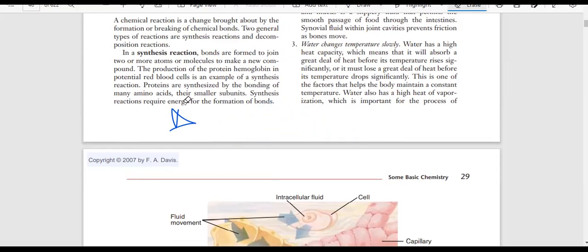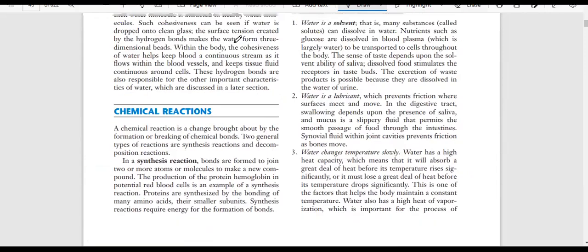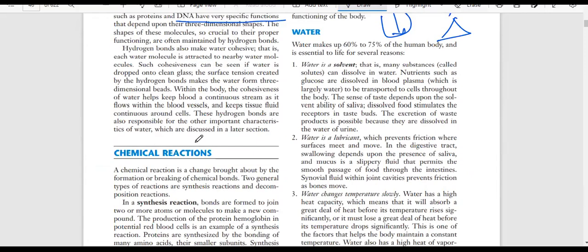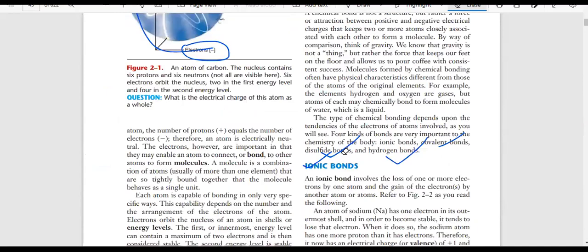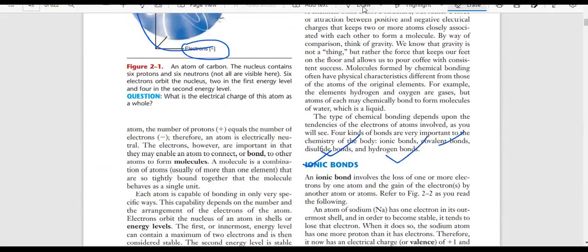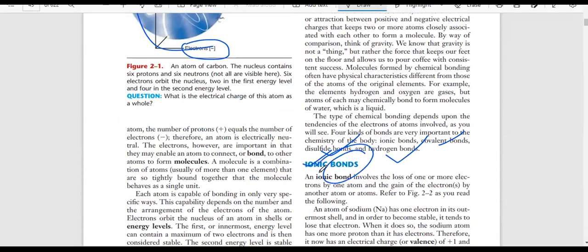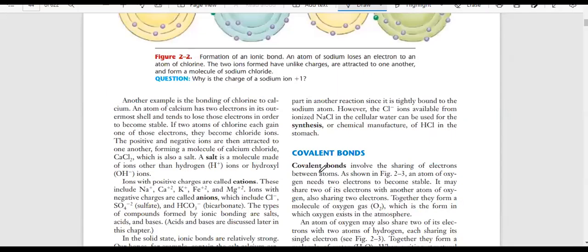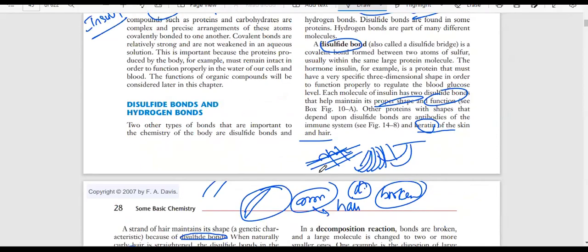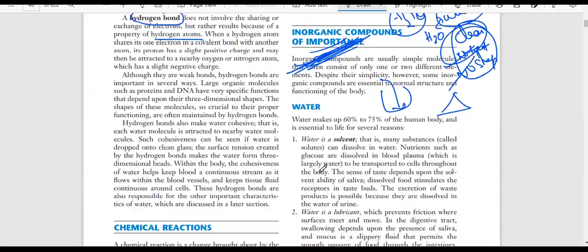enter any area. Other related things are there, but they are not explained here. So these are the things explained in chemical bonds. We studied ionic bonds, we studied covalent bonds, and today we talked about disulfide bonds and hydrogen bonds.